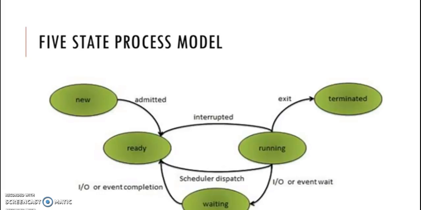Five-state process model. The two-state model to some extent reflects the behaviors of processes. However, the real situation is much more complex. We cannot simply deal with all the processes that are not running in the same way.